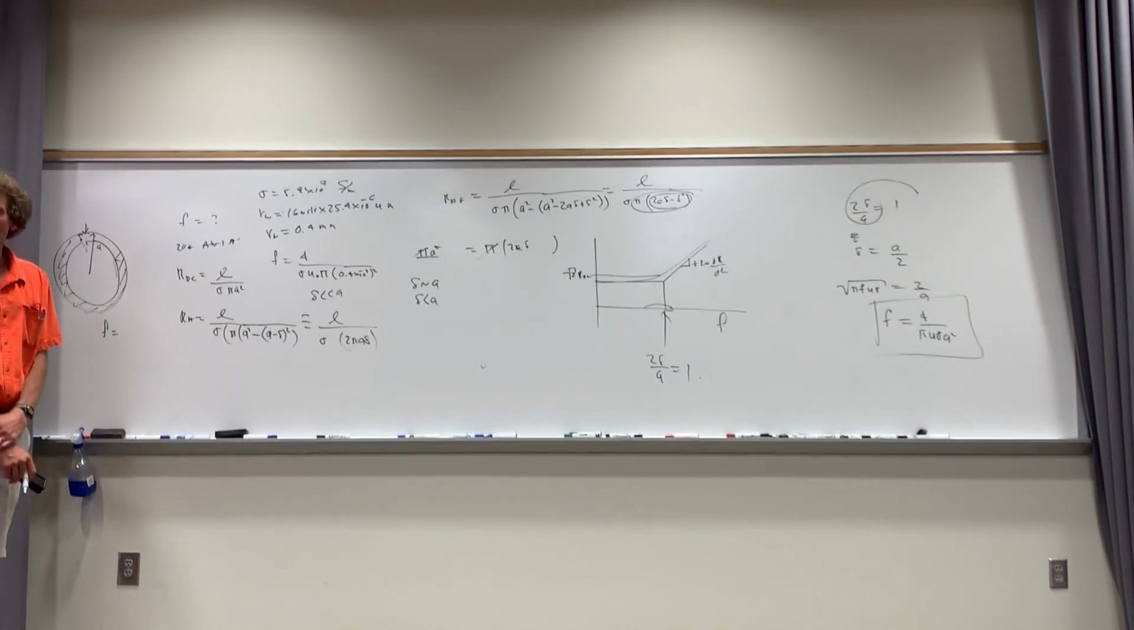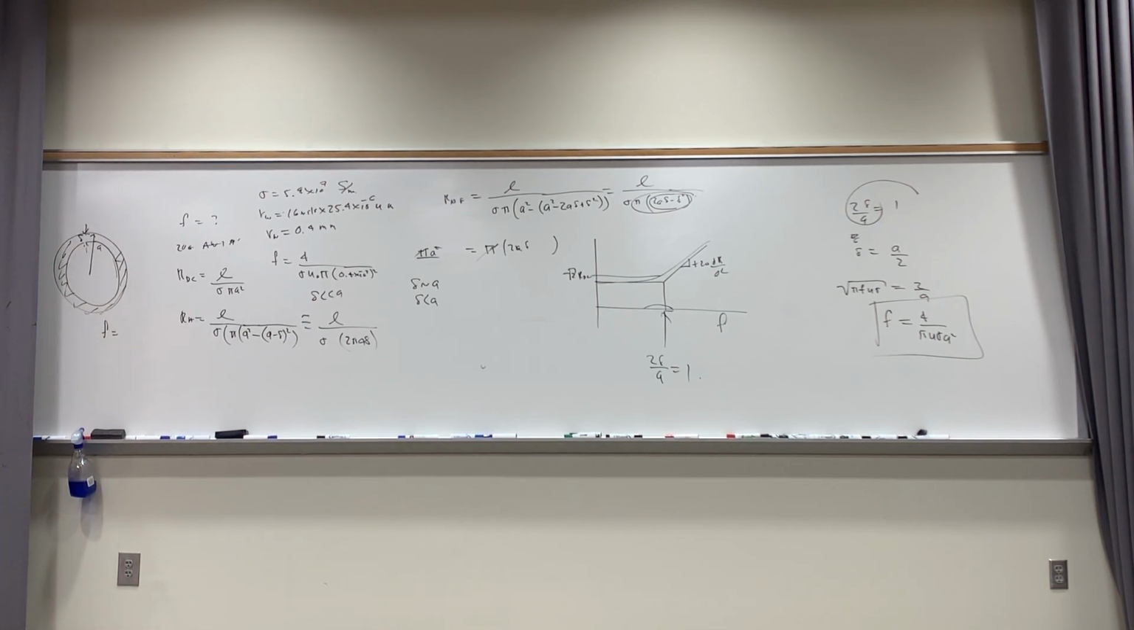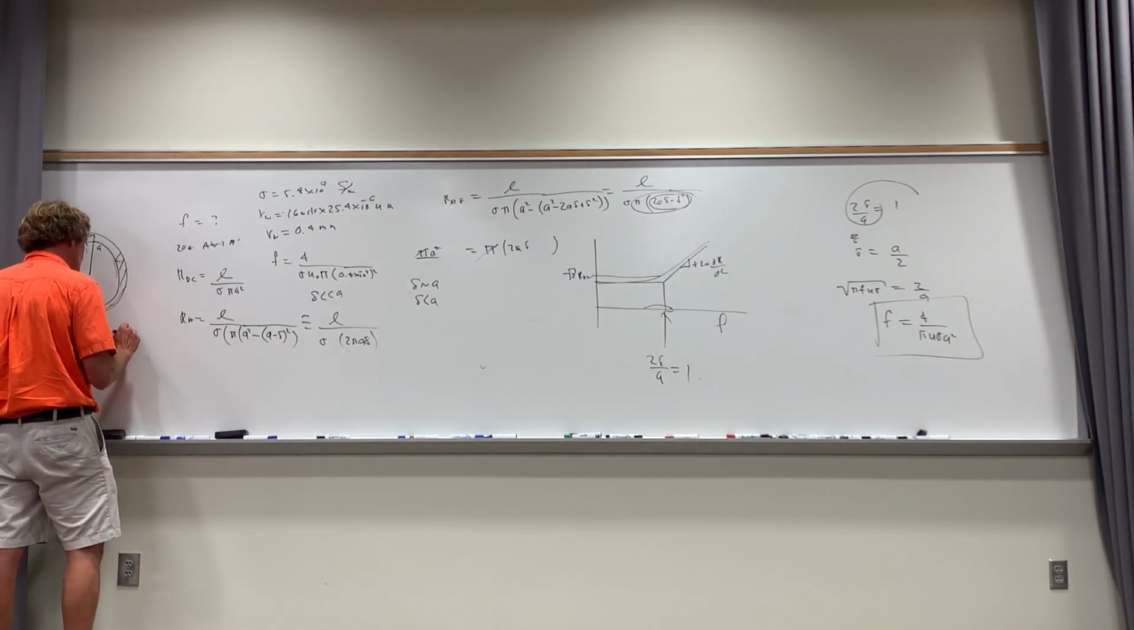Is that the answer to the problem? They got 105.8. I got 109.2. That's what I got. This could be a round off error. That's 5.8 times 10 to the 7, right? Yeah, sigma. Okay. Say again what you got? 109.2 kilohertz.